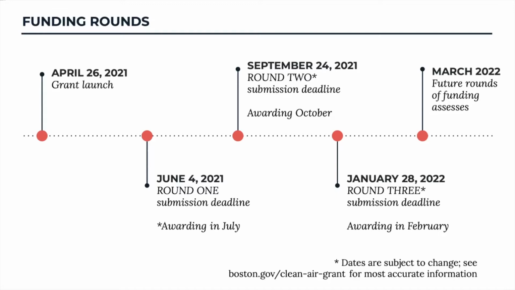I think the important thing to note is that you can see at the very end of our timeline, it says March 2022, assessing future rounds of funding. So currently we have 1 year of funding allocated for this grant, which will be reassessed throughout the next year. But there is no guarantee of funding beyond that 3rd submission date of January 28th. So if you submit it for that last submission round, that may be your only time period for your proposal to be reviewed.